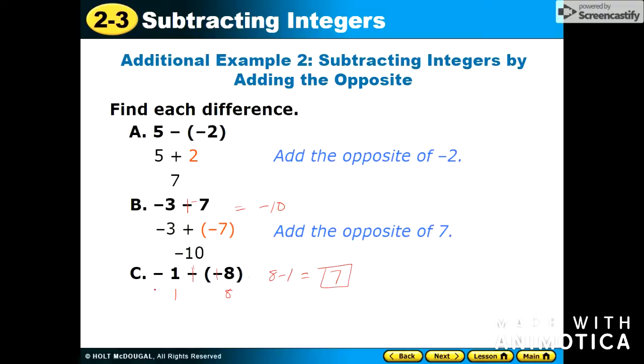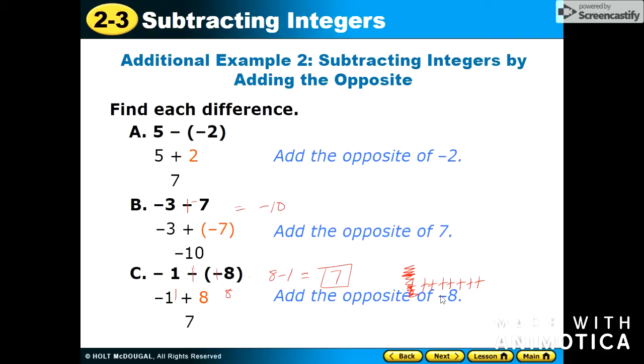Okay, negative 1 plus 8. You can also think about it this way. We have one negative integer counter, and we have 8 positives. This negative and one positive would cancel each other out, and we'd be left with 7 positives. So negative 1 plus 8 would give us a total of 7.